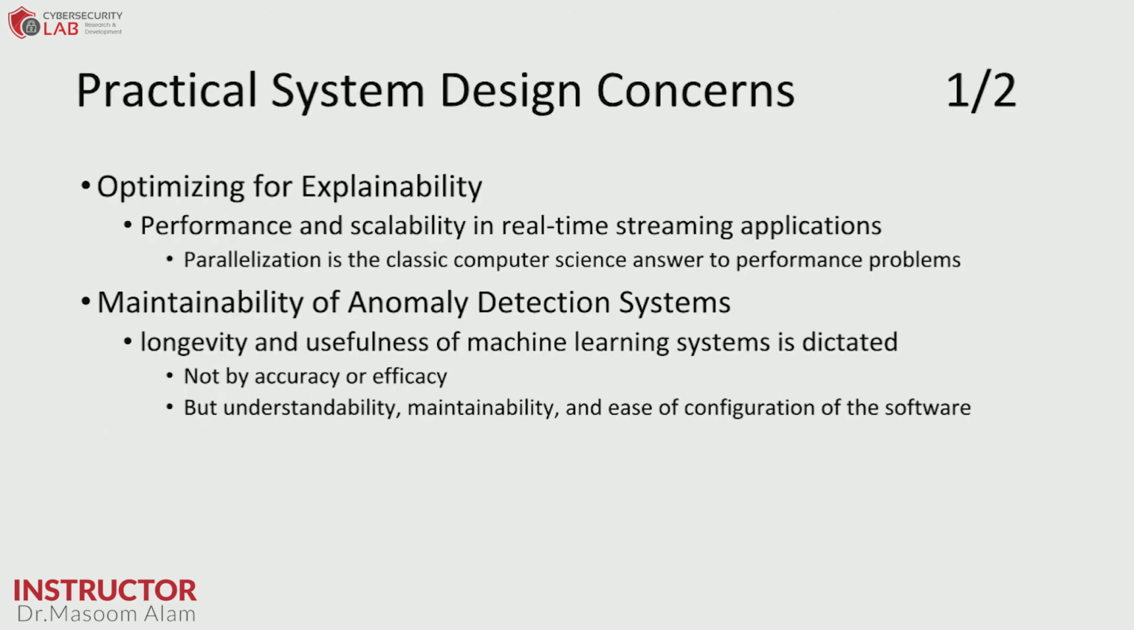I also want to discuss the practical design considerations. Optimization for explainability is very, very important for an anomaly detection system. It should have the capability to explain the alert that it has generated, and it will ease the job of the security experts a lot.